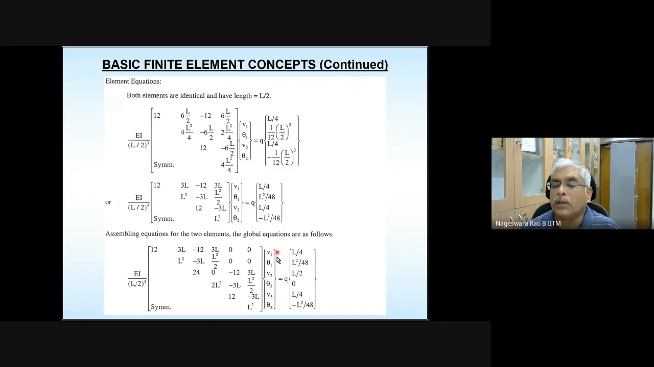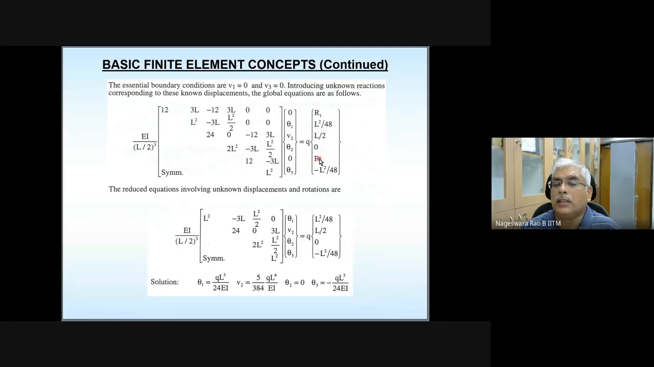Applying V1 equal to 0, V3 equal to 0 in the global equation system, you get a 4 by 4 equation system. You solve this equation system, and you get these quantities. Now you see how the solution that you obtained using two two-node elements is matching with the exact solution. Please take a note of this.